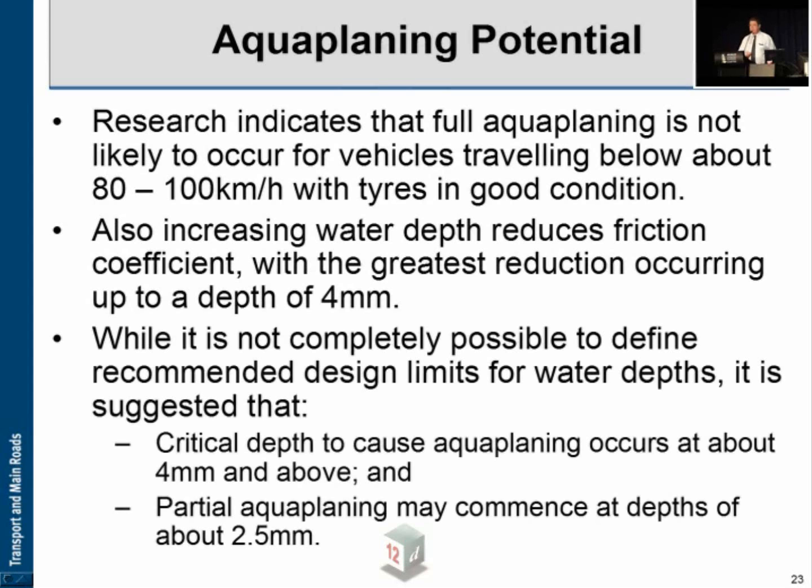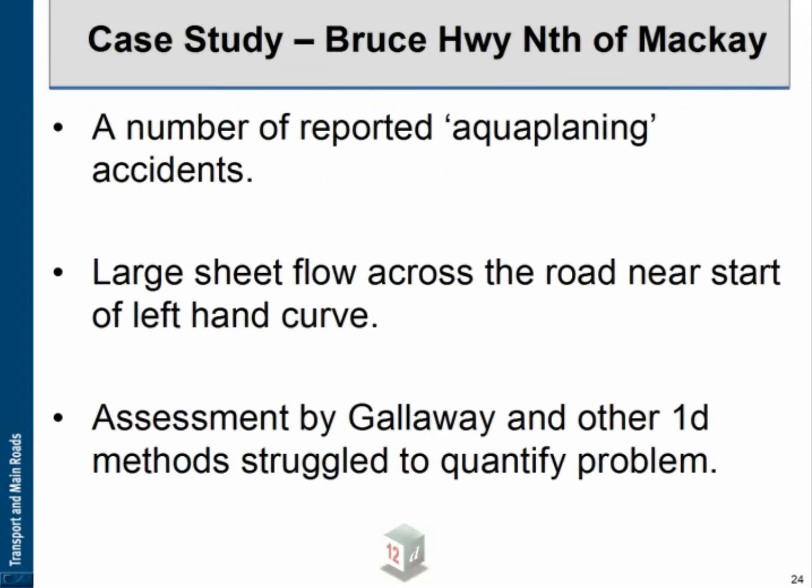So while it's not completely possible for us to define the recommended design limits for water depths, it has been suggested that the critical depth to cause aquaplaning occurs at around 4 millimetres and above, particularly at the high speeds. Partial aquaplaning can commence at depths of 2.5. And the standards that we've adopted and put into our manual sort of hinge around that understanding. So I just want to quickly wrap up and join into this exciting bit of work that we're doing.